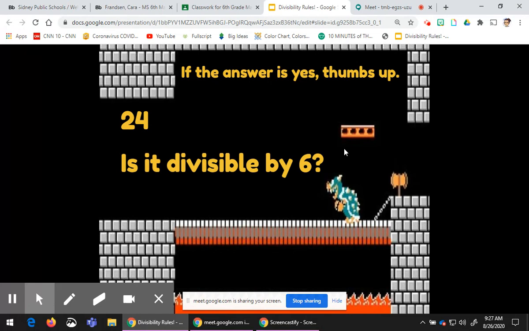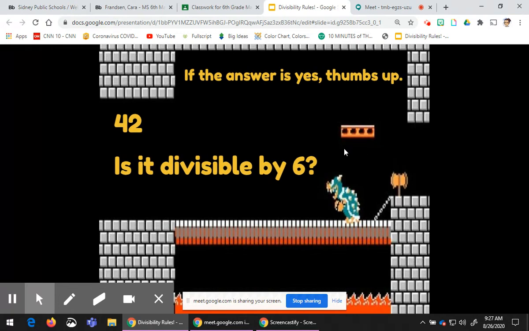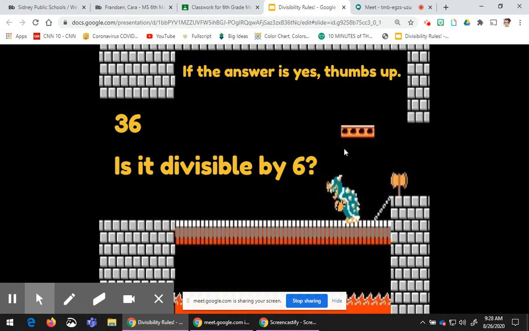Okay, so the number 24, is it evenly divisible by 6? Your thumbs should be up. It's even, and 2 plus 4 equals 6, which is divisible by 3. Very good. What about this one? Okay, it is even, and 4 plus 2 is also 6. So it's evenly divisible by 6. Thumbs are up. 36. Can you split a 36 by 6 and get even groups? Yes. 3 plus 6 is 9, which is divisible by 3, and it's even.